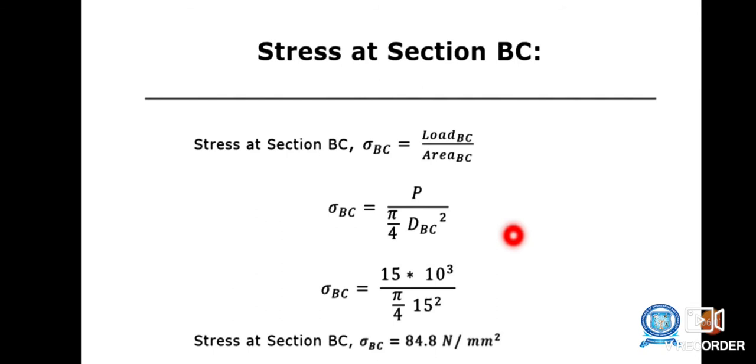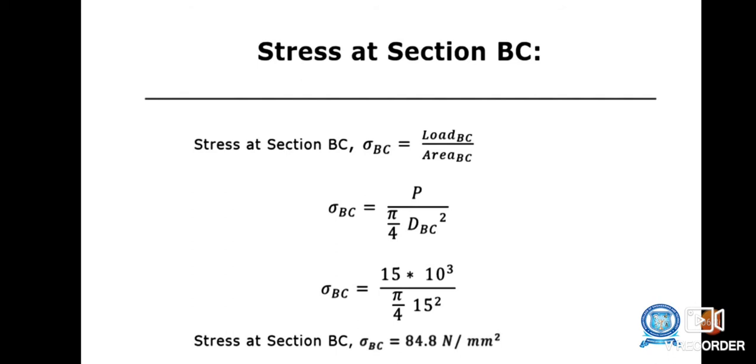So we apply the values. Stress on BC is equal to 15 into 10 power 3 divided by pi by 4 d square. The diameter of section 2 is used, that is the portion BC diameter, 15 square. So the value of stress sigma BC is equal to 84.8 Newton per millimeter square.